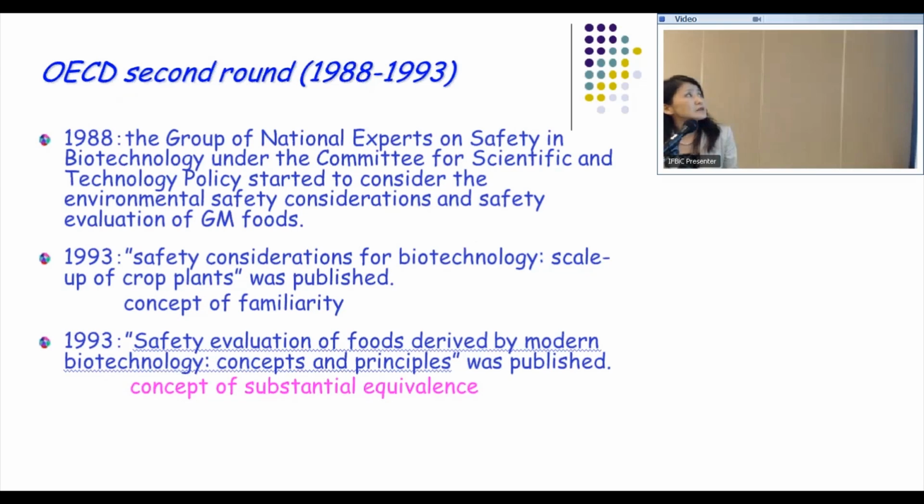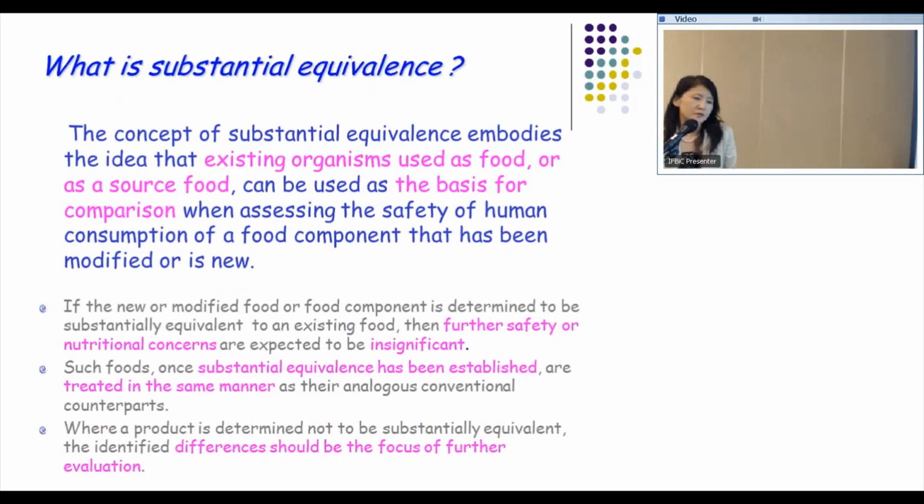And then the second round of OECD discussion started in 1988. And in 1993, Safety Evaluation of Foods Derived by Modern Biotechnology: Concepts and Principles was published. And here, the concept of substantial equivalence was introduced. So we talked about substantial equivalence a lot, but what is substantial equivalence? It is a very important concept for the safety assessment of GMO as food.